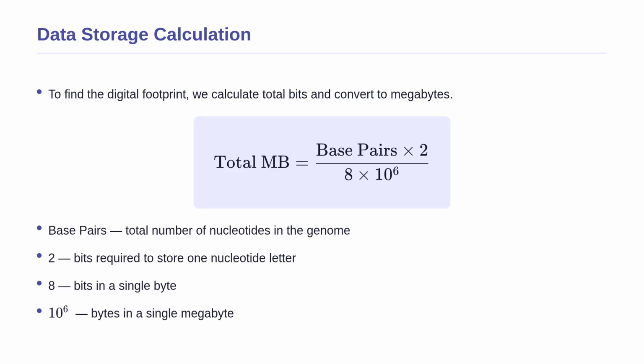Let us define the symbols. Base pairs is the total number of nucleotides. We multiply by 2 because each letter requires 2 bits of memory. We then divide by 8 to convert bits into bytes, and divide by 1 million to convert bytes into megabytes. If the number of base pairs increases, the total megabytes required will increase proportionally.